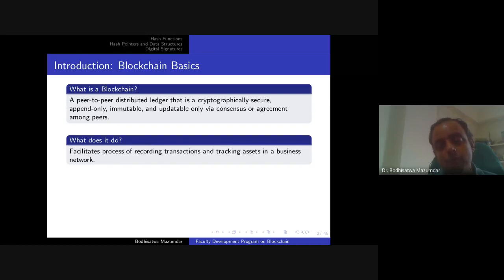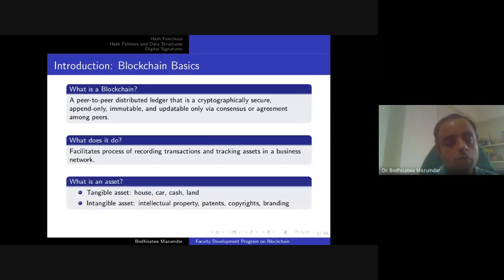That means how an asset, or how a unit of a business, is moving from one hand to another hand, or how a commodity is moving from one hand to another hand. All these records can be kept in this ledger. So here we define what is an asset. An asset can be a tangible asset, or it can be an intangible asset.